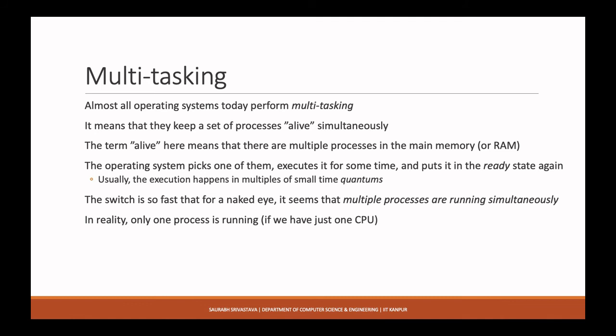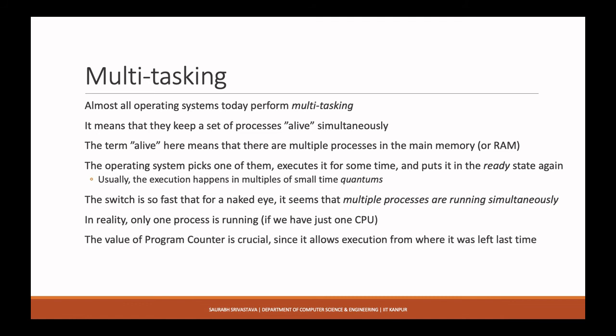But in reality, if you have one CPU, one core, then only one process can actually execute at any particular point of time, right? And this is where the value of your program counter becomes so crucial, because if I stop a particular process from executing in the middle, all I have to do is save some state. The state of the process when it was executing, and the most important part of that state is your program counter. So if I know exactly where the program counter was when I stopped this process, when I give it the second quantum, it will be able to execute from the same point.